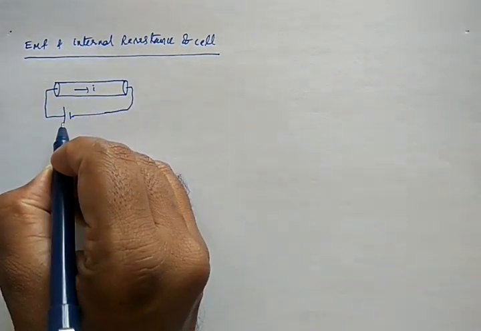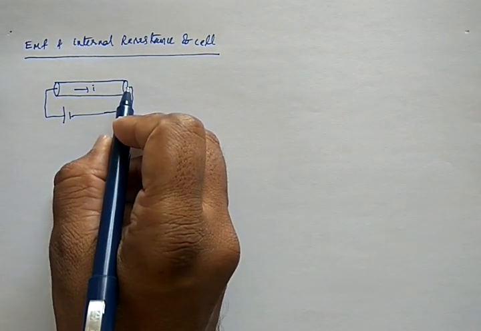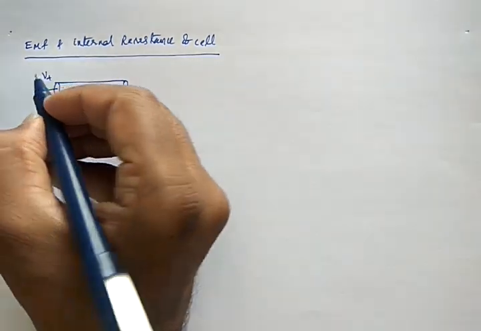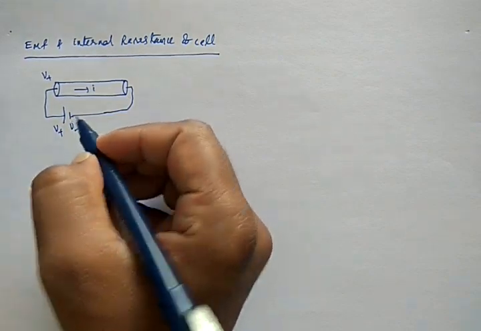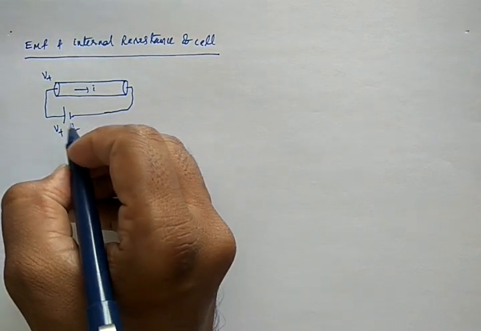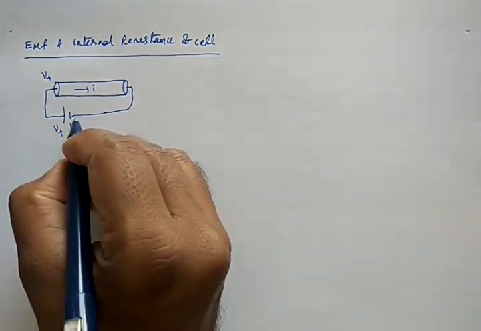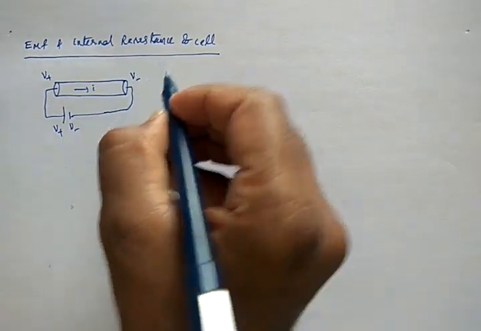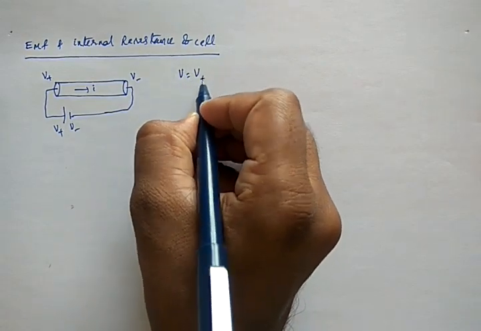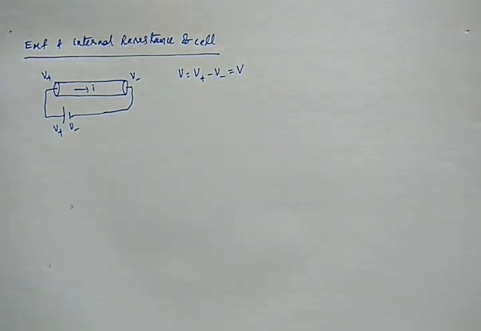Now whatever potential is there here, the same potential you will see here, and whatever potential is there, the same potential you see here. So if this is the positive terminal of the battery and that is the negative terminal, the potential at the positive terminal is V plus, and the potential at the negative terminal is V minus. These connecting wires have zero or negligible resistance, so the potential difference will be V plus minus V minus, let us say that is V, the potential difference, right?